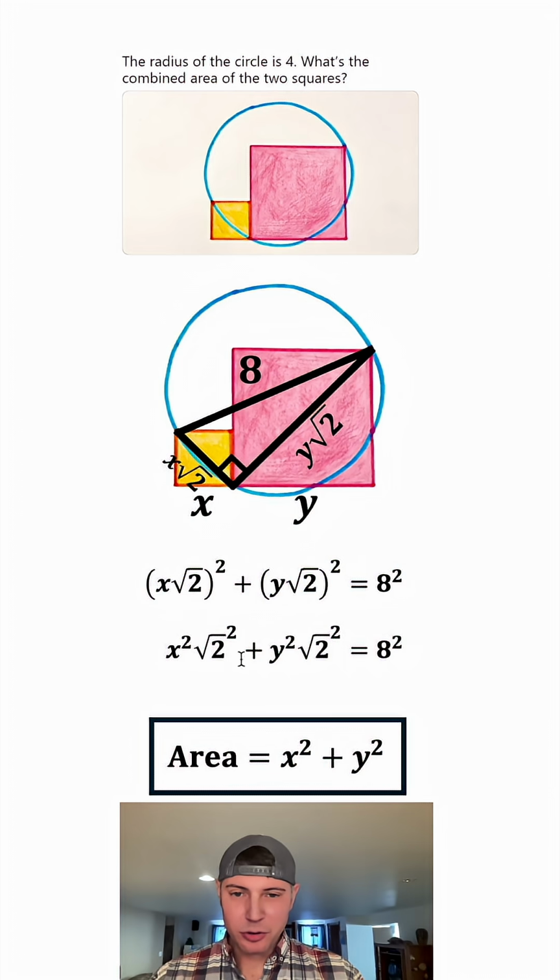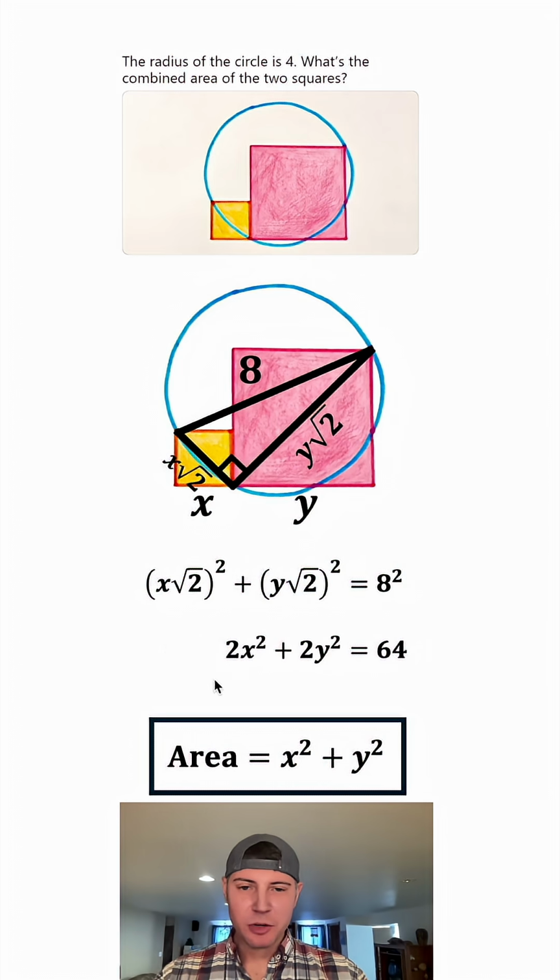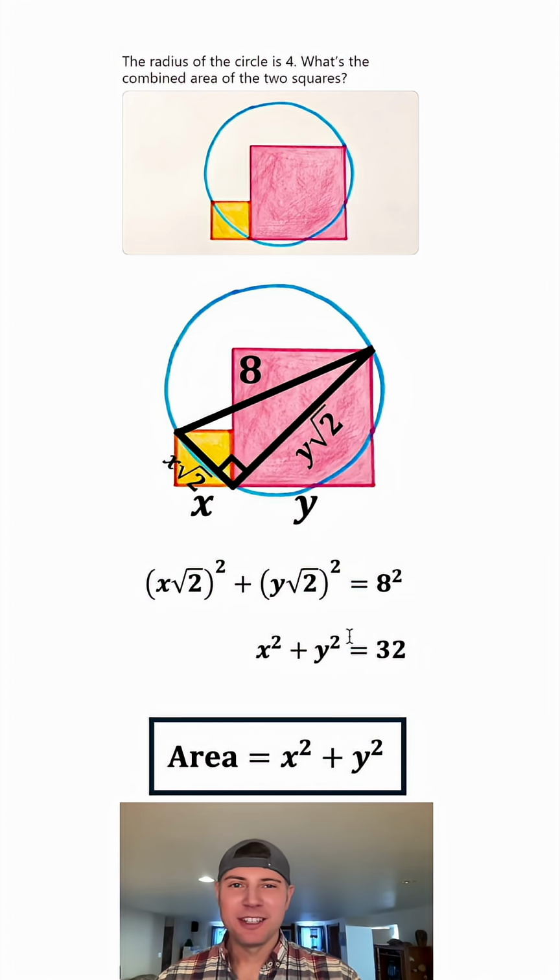This radical 2 squared is equal to 2. This radical 2 squared is equal to 2. And 8 squared is equal to 64. Let's smush everything together and then divide both sides by 2. These 2's will cancel each other out. These 2's will cancel each other out. And 64 divided by 2 is 32. And now we know x squared plus y squared is equal to 32.